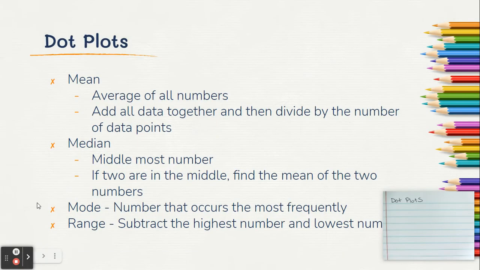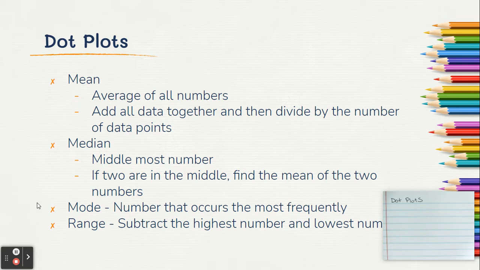For a little refresher, the mean is the average of all the numbers. However many numbers there are, we need to add all of those together and then divide by however many points there are. So if I have 10 numbers that I add all together, I'm going to divide by 10 at the end. The median is the middlemost number.